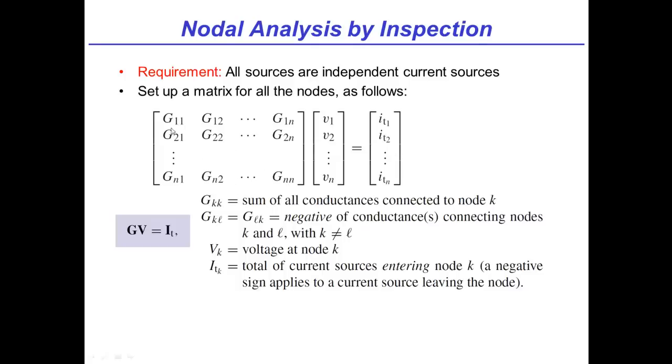What goes into here is the sum of all conductances that are connected to that node. So if you have a node 1, you look at all the conductances that are connected to it. That's the inverse of the resistors. And you sum them up and you put them there. So don't worry if you don't quite visualize this in your head. We're about to do an example in a lot of detail.